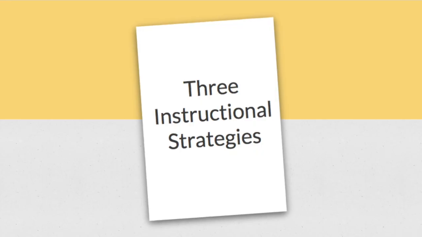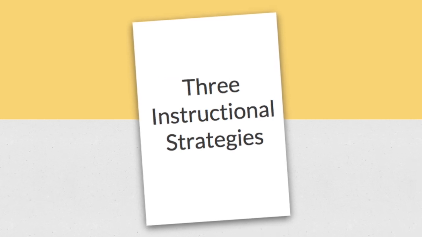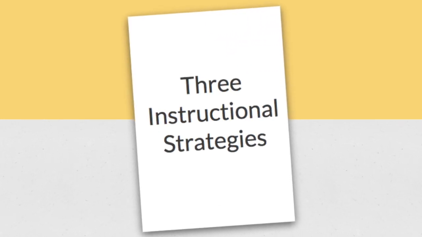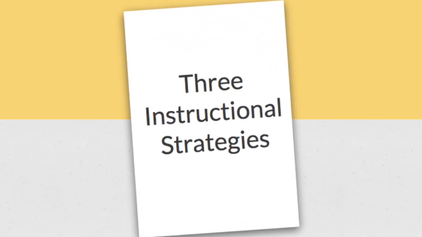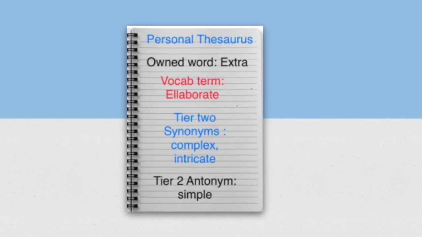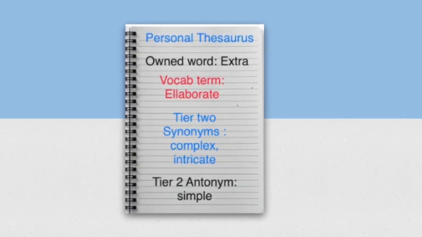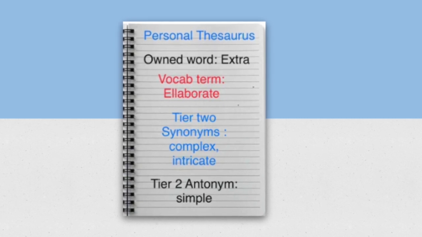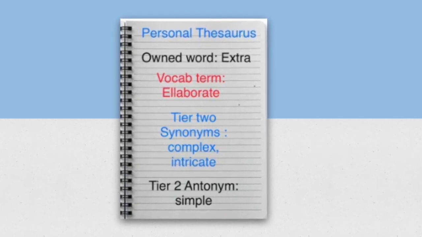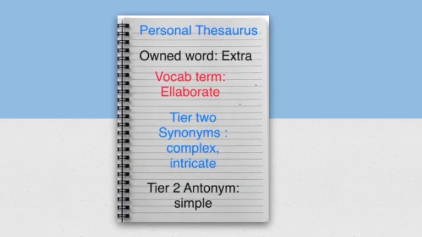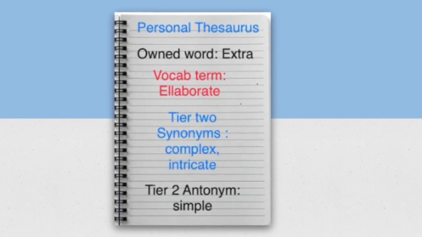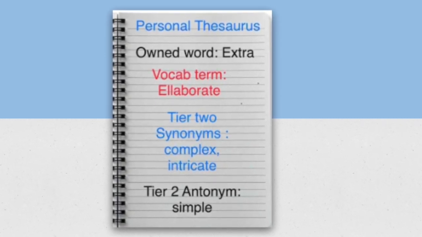Here are 3 instructional strategies that can help the standard English learner in the classroom. The first strategy is a personal thesaurus. Children create a personal thesaurus using their own word or a word that they might use at home. They then provide the vocabulary term, a Tier 2 synonym, and a Tier 2 antonym.